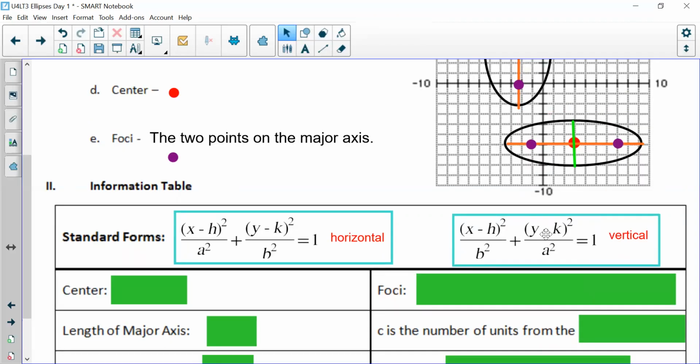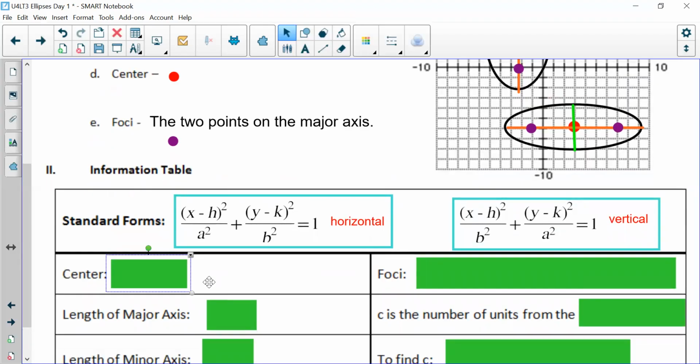Here, when A is underneath the Y value, then the bigger stretch is going up and down, because Y is in charge of going up and down. So this is how you can tell if the ellipse is oriented left and right or up and down: wherever the A is, wherever the bigger number is.